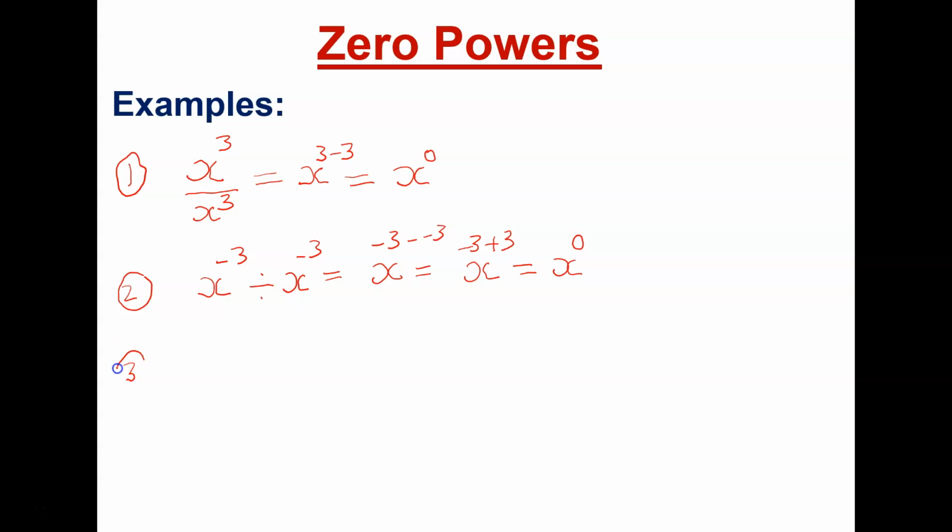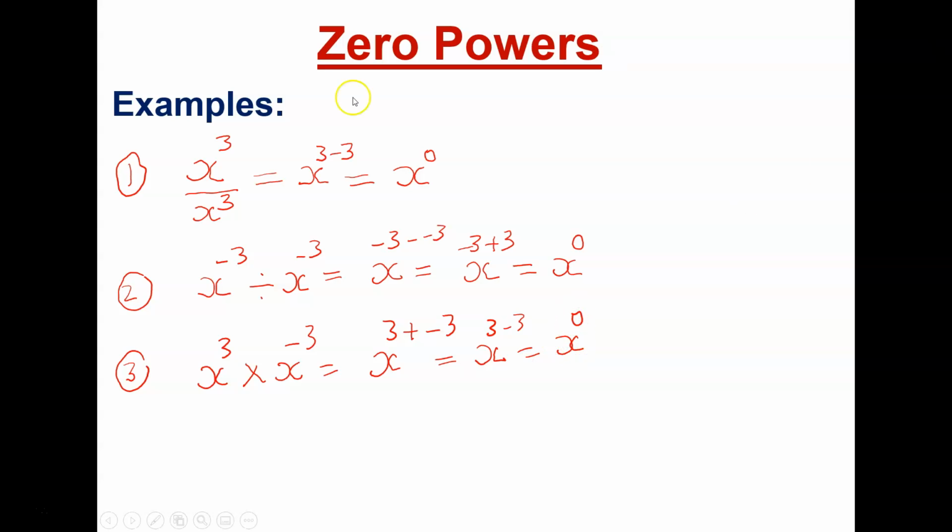We can do the same for the multiplication rule. We can say x power of 3 times x power of minus 3, and that gives you x power of 3 plus minus 3. You need to add the two powers, and that gives you x power of 3 minus 3, which gives you x power of 0. So there are different ways we can get x power of 0.